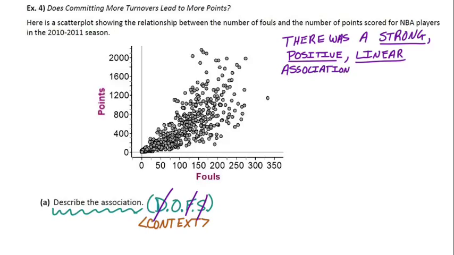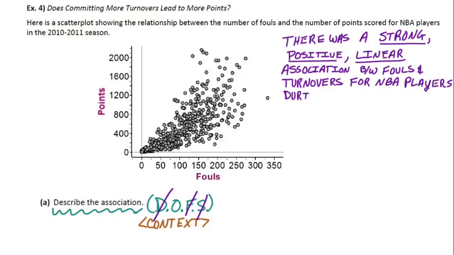But right now I would lose points because I'm lacking context. I'm not talking about what that applies to. So words from the problem. Between fouls and turnovers. For what group? For NBA players in the 2010 to 2011 season. So that covers the context bit, so that's done.